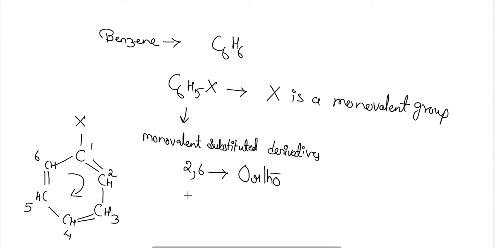Next is the name of the position for the compound which is having the hydrogen replaced from the third and the fifth position. They are termed as the meta compounds. And when the hydrogen at the fourth position is displaced from the benzene ring, then it is termed as the para compound.